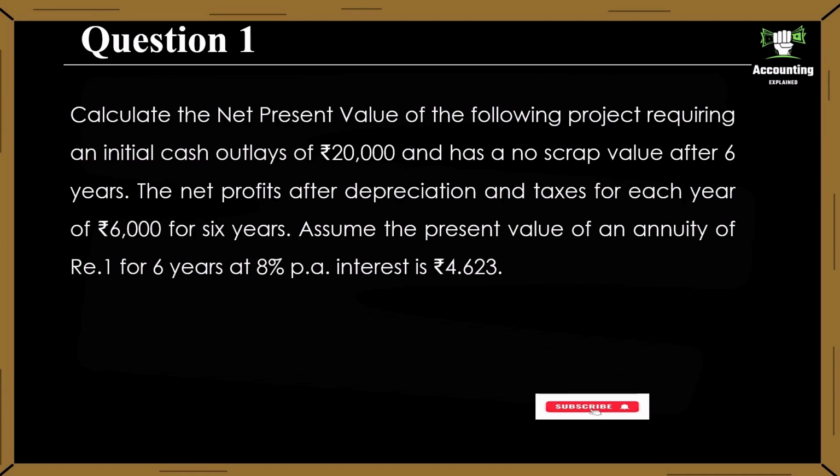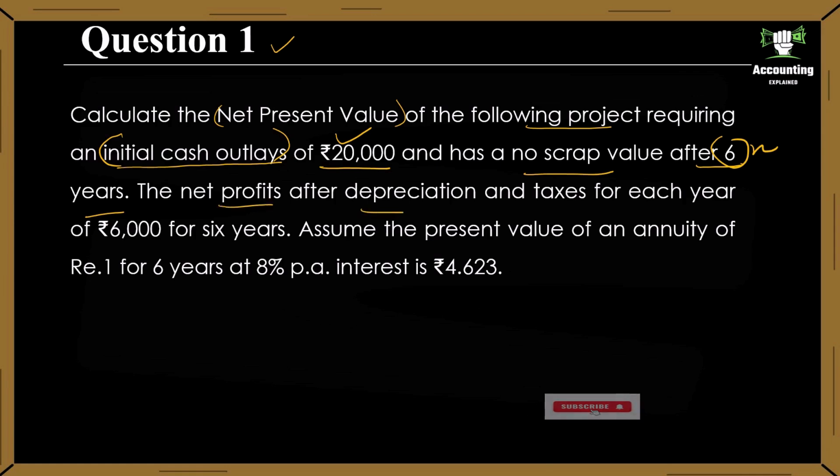Come on students, let's solve one problem on NPV. Calculate the net present value of the following project requiring an initial cash outlay of rupees 20,000 and having no scrap value after 6 years. So this is the project outflow, that is the cost of the project, 20,000, and the life of the project, N, is 6 years. The net profits after depreciation and taxes for each year is 6,000 per year. That is an even cash inflow you are getting for 6 years, rupees 6,000 per annum.